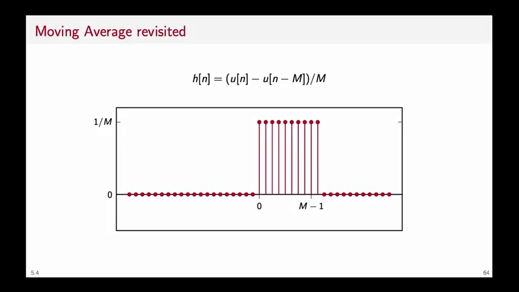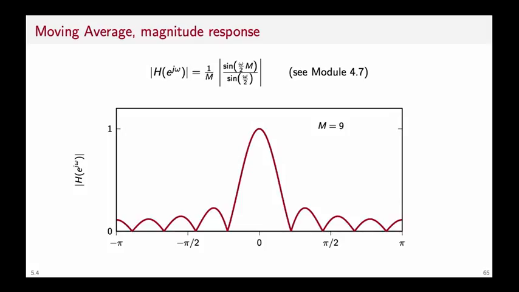Let's go back now to our friend the moving average and compute its frequency response. The moving average has an impulse response which is just the indicator sequence for the interval 0 to capital M minus 1, divided by capital M. We have already computed the DTFT of such a signal in module 4.7. If we consider now the magnitude of the DTFT, we find out that it's just 1 over capital M that multiplies the absolute value of sine of omega over 2 times M divided by sine of omega over 2.